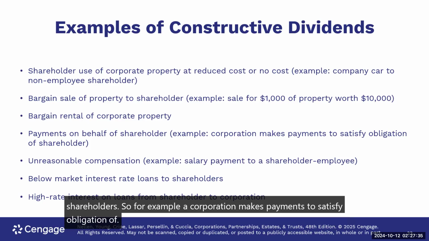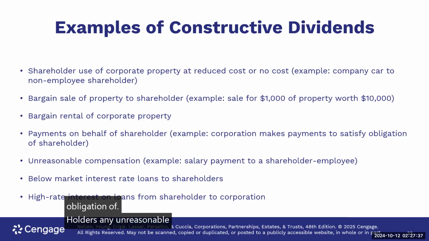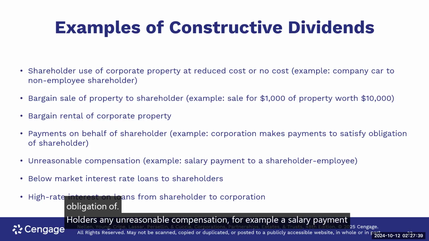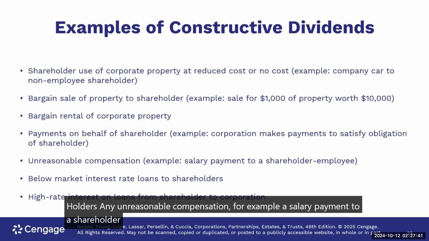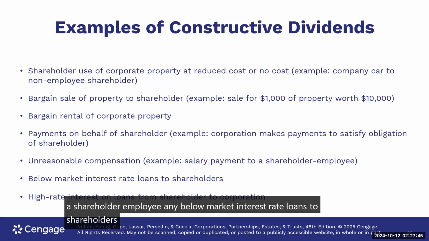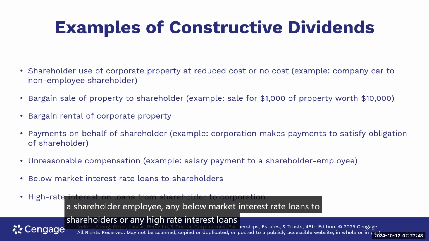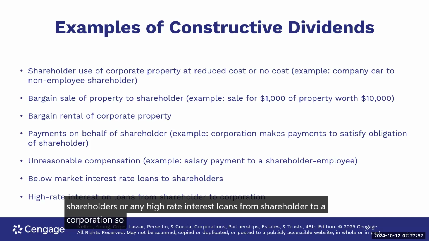Any unreasonable compensation, for example, a salary payment to a shareholder employee, any below market interest rate loans to shareholders, or any high rate interest loans from a shareholder to a corporation. So again, these are some of the most common types of constructive dividends.